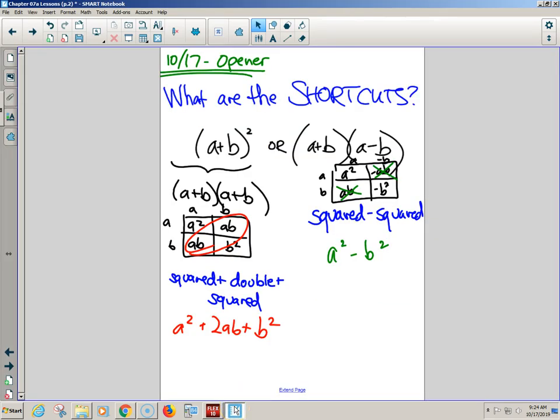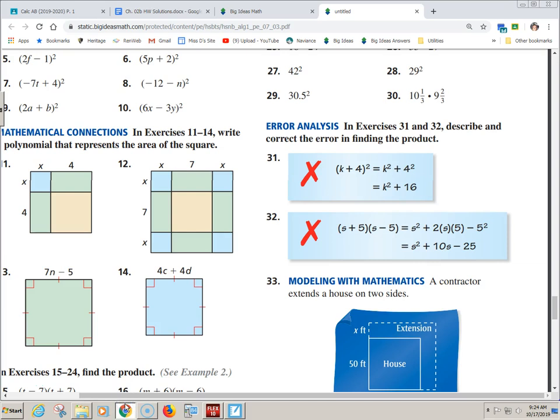So how many terms should be in the answer? 2 or 3? 3. Yep, it's squared, double, squared. So check it. Squared, got him. Double, don't got him. So they messed up the shortcut. They did the wrong one. They did squared and squared. Adrian, focus. What should it be? Guys, come on. We just did a lot of these. What's squared? 36. No, start here.